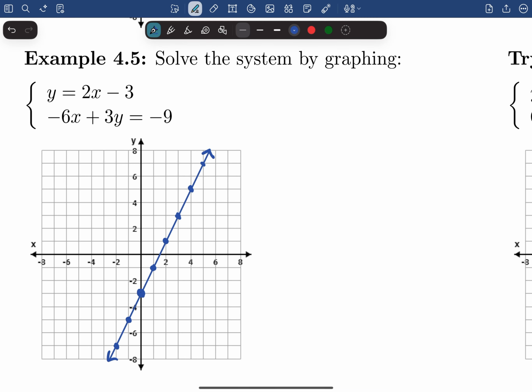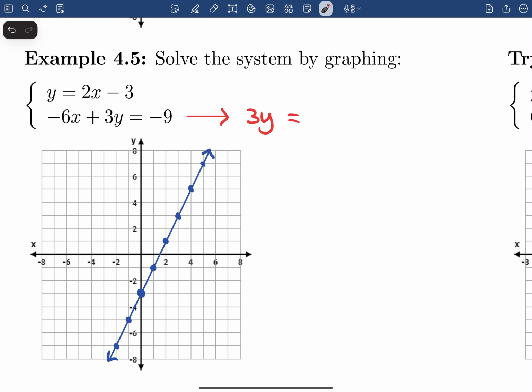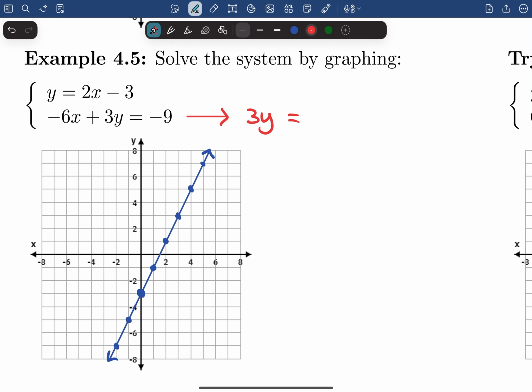This is great practice for you, by the way, to practice converting from standard form to slope-intercept form. So I want to solve for y. And so I take my term with y, I keep it over here, but I take this negative 6x and I add it from left to right. So I'm going to now have a positive 6x, and then I still have that negative 9 constant. Okay. Now I divide by 3 from left to right.